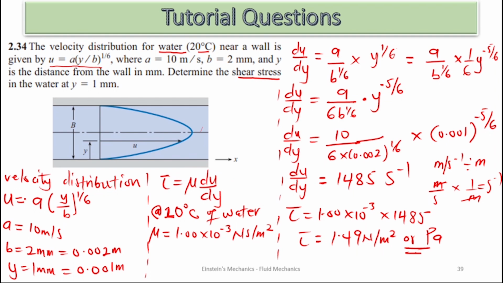When you're given the u, which is the velocity in an equation form, to get your strain, which is the du on the dy, you have to differentiate the velocity with respect to the y, and you are good to go. Let's look at a more complex one, which is very interesting, and we are going to love it.